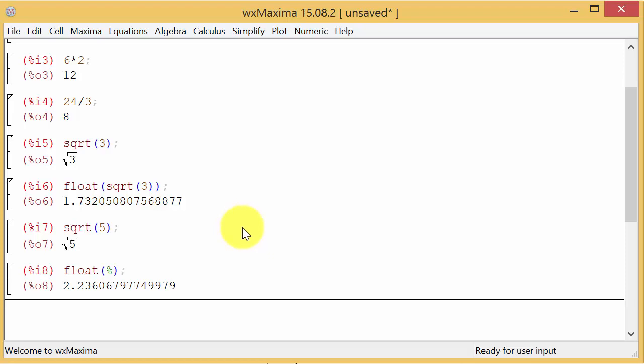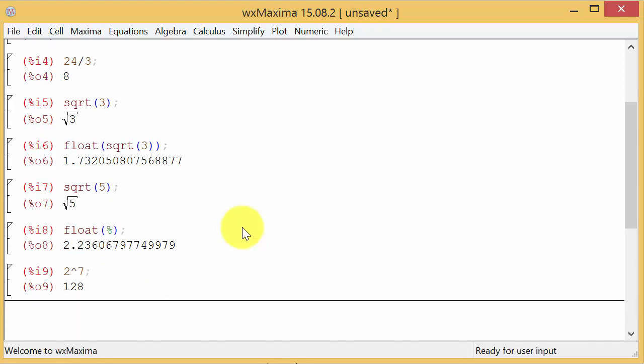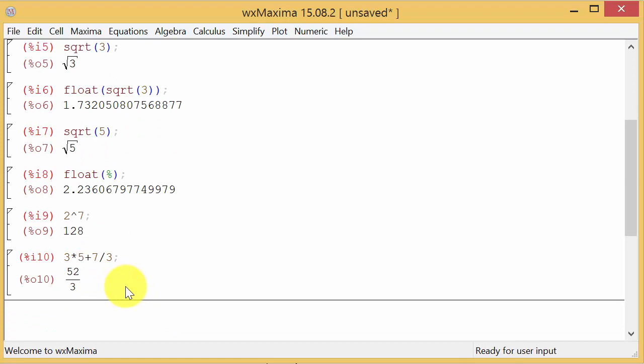Now let's look at 2 to the 7th, 2 raised to the 7th. Hit enter, and that gives us 128. Now let's look at an expression. We have 3 times 5 plus 7 divided by 3. wxMaxima will do the order of operations correctly. We hit enter, and there we get 52 over 3. That's the fraction form of it.